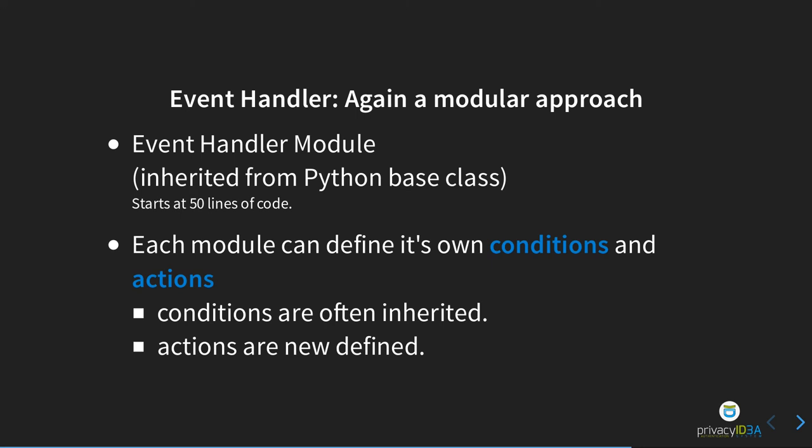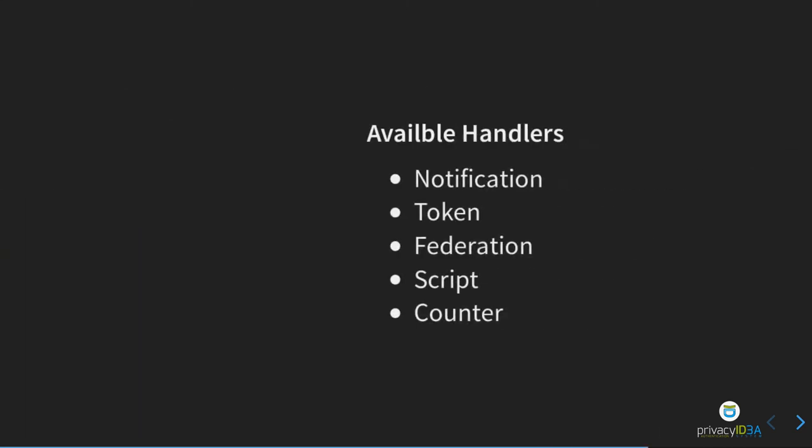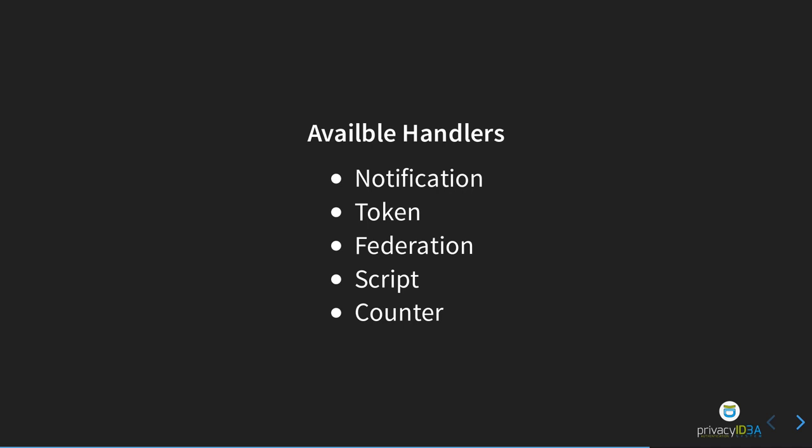So, each module can define its own conditions and its own actions. And currently, we have these event handlers. We can notify someone, we can modify tokens. We can do some kind of federation, which means if something happens, we can forward a request to another privacyIDEA instance.